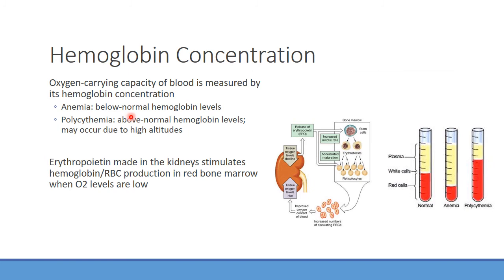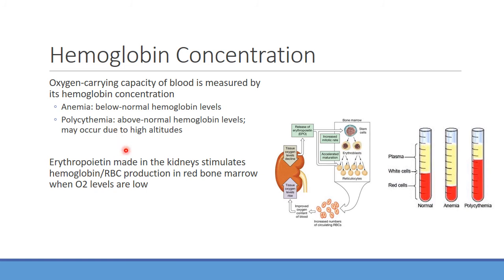concentration. If we have anemia, that's going to mean we have below normal hemoglobin levels. Polycythemia is just going to be above normal. You can see this a lot with blood doping, or if you had someone at a high altitude, their body's trying to respond to that by increasing the number of red blood cells and thus the number of hemoglobin molecules available. So again, above normal levels.